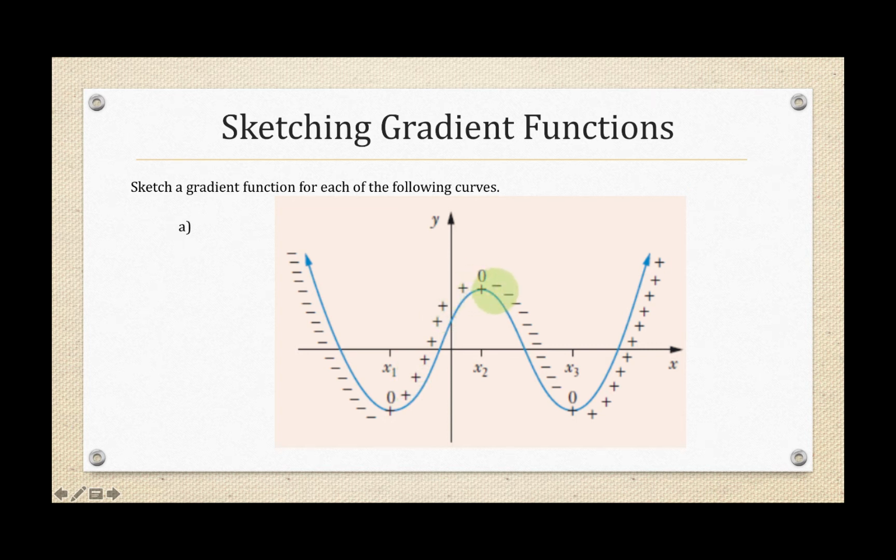We then reach our second stationary point and the gradient changes again into a negative. And then we have our third stationary point and the gradient returns to a positive.